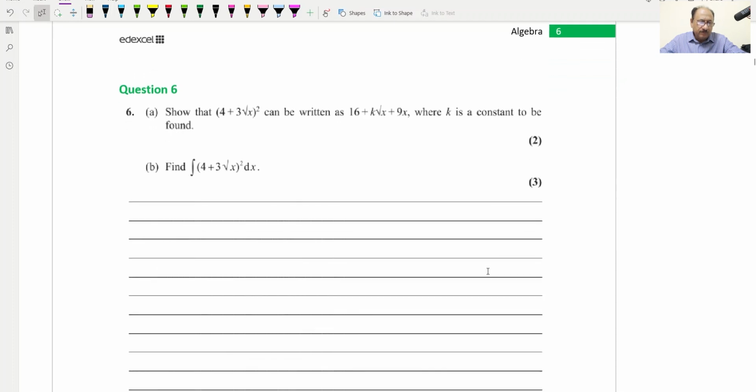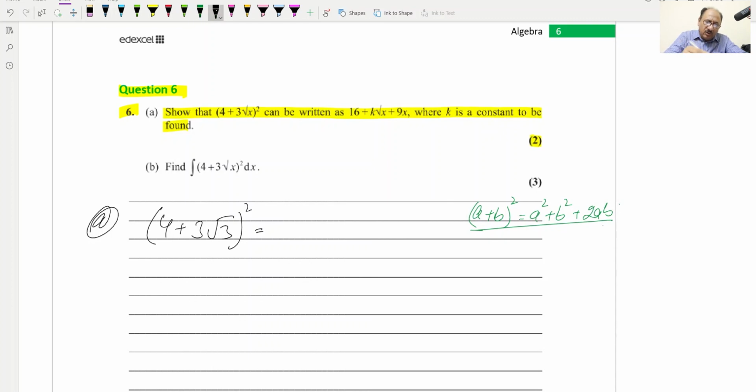Now question number 6. Question number 6 and in the paper also question number 6. They are saying show that this can be written in this format, where k is a constant to be found. This is a 2 marks question. So what we will do, we can write here 4 plus 3 under root 3, and this one is squared, and we can apply the a plus b formula. A plus b square is equal to a square plus b square plus 2ab. You can apply this formula directly and get the answer, or you can multiply them.